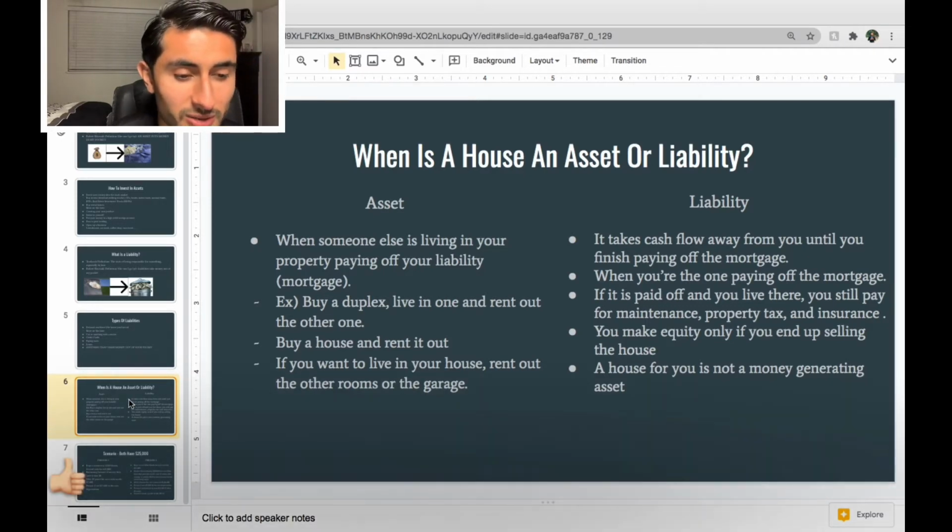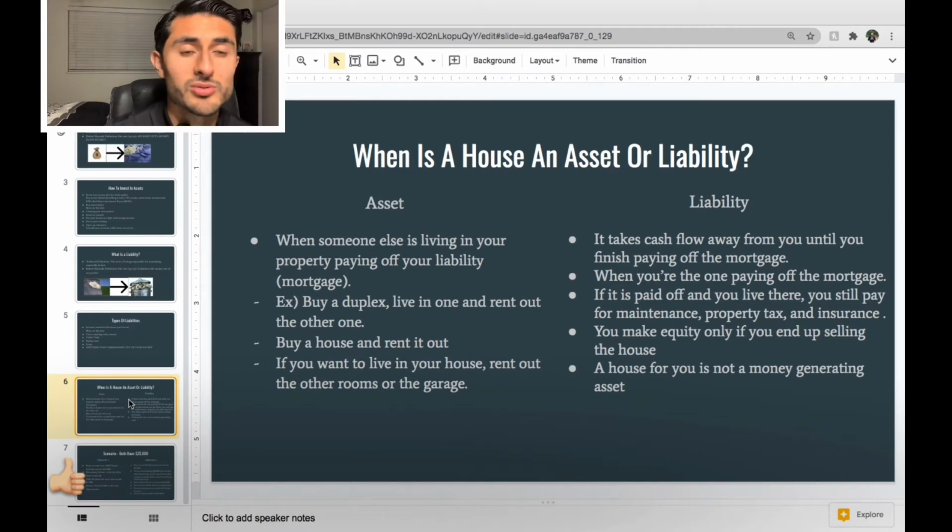So when is a house actually an asset? A house is an asset when someone else is living in your property and is paying down your liability, aka your mortgage. So as long as you're not paying the mortgage down, that's when it's actually an asset. For example, if you buy a duplex, you can live in one and rent out the other one, and the rent that you're charging the other person, you can use that money to pay off your mortgage, so you're basically living there for free. And that's when it's an asset.